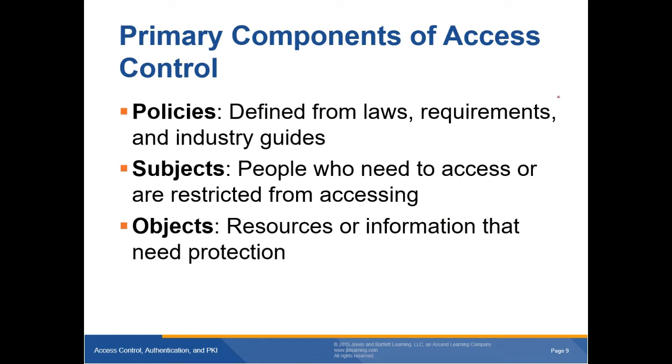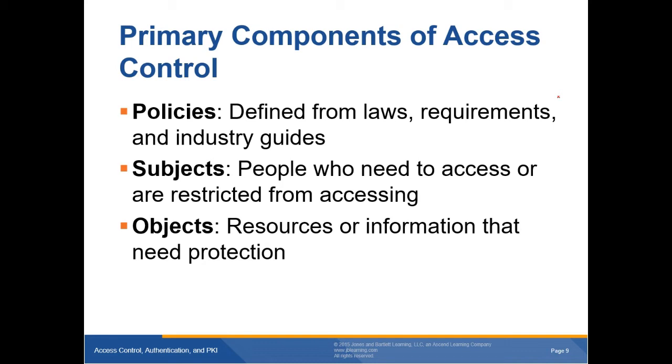So basically it's three components: policy, subjects, and objects. Policies are defined from laws, requirements, industry guidelines. Subjects are people who need the access when they need it. And resources, or objects, are resources or information that needs to be protected. So that's pretty much what it comes down to.